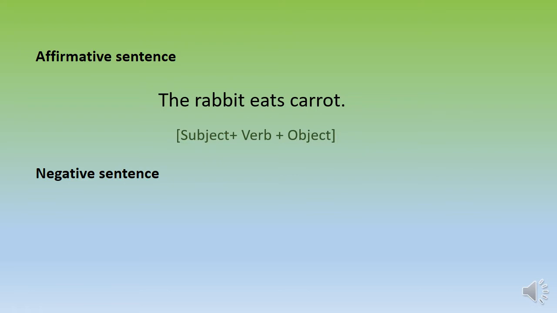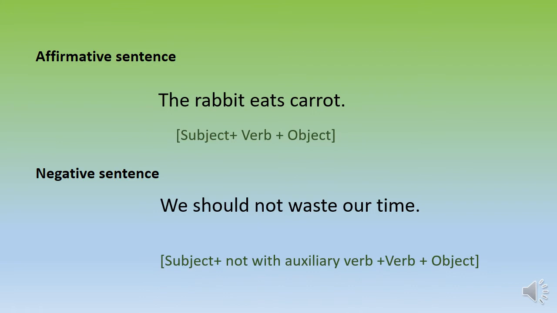Now we have another example, and it is an example of negative sentence. We should not waste our time. And the sentence structure is subject plus not with auxiliary verb plus object. And it is the structure of a negative sentence. So dear students, surely now you can guess what are the main features of affirmative and negative sentence.